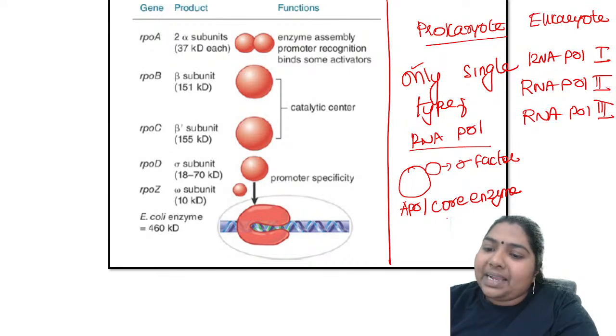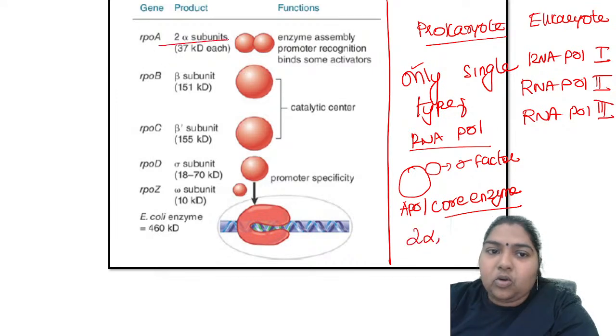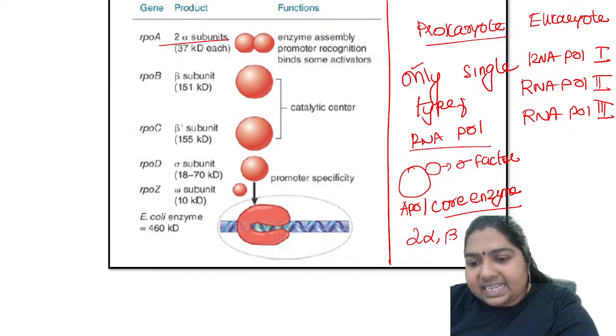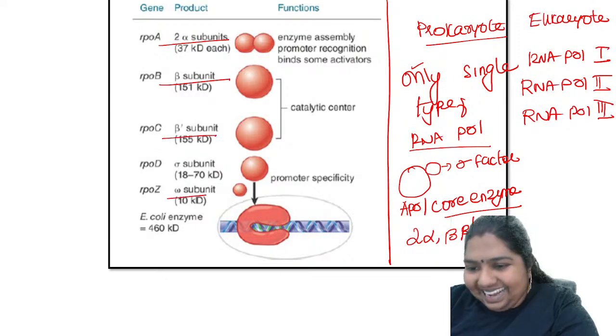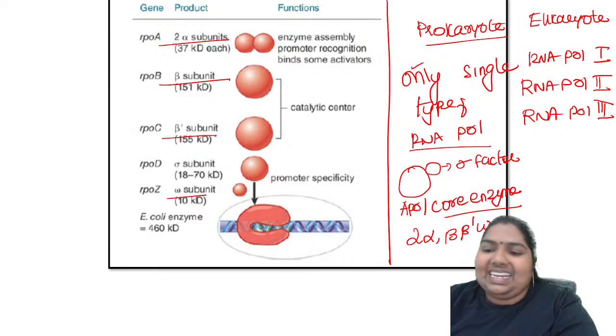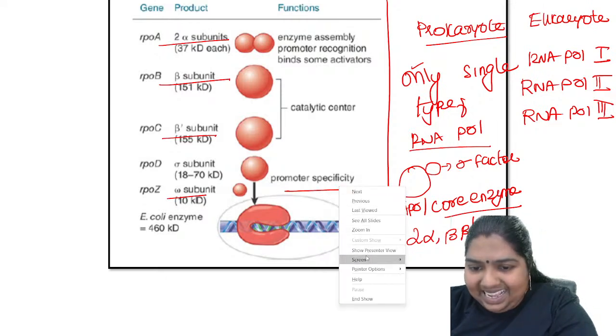So what comes under the core enzyme? It is going to include 2 alpha, beta, beta prime as well as omega. Sigma is separate because sigma is the additional subunit, because that is only going to tell the promoter specificity. I will tell you why. Shall we just see a little bit in detail?